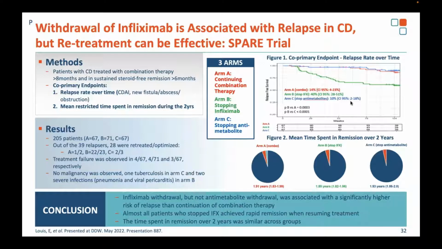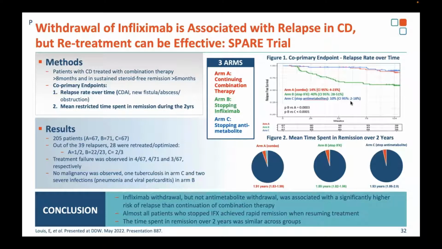This is a big European funded study, and it randomized a similar cohort of patients to withdrawal of infliximab, withdrawal of azathioprine, or continuation of both drugs, and followed them up for 2 years. The primary outcome here was relapse over time. What you can see, and this won't surprise many of you, is that if you stopped the infliximab, you were far more likely to relapse than if you continued infliximab. Interestingly, it didn't actually matter whether you continued infliximab with azathioprine or whether you stopped the azathioprine.